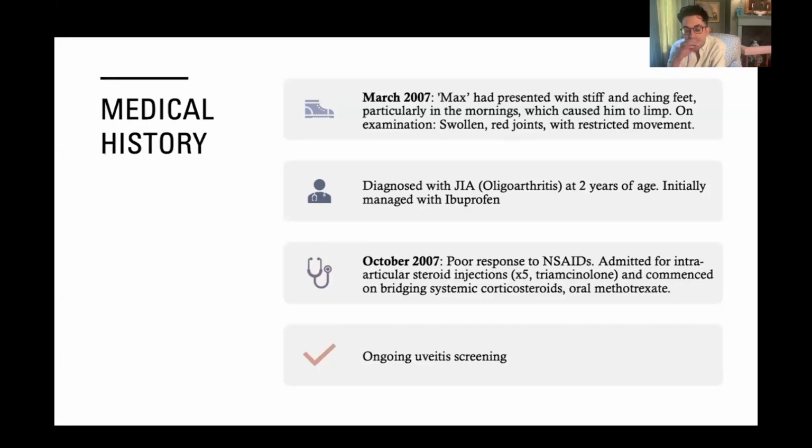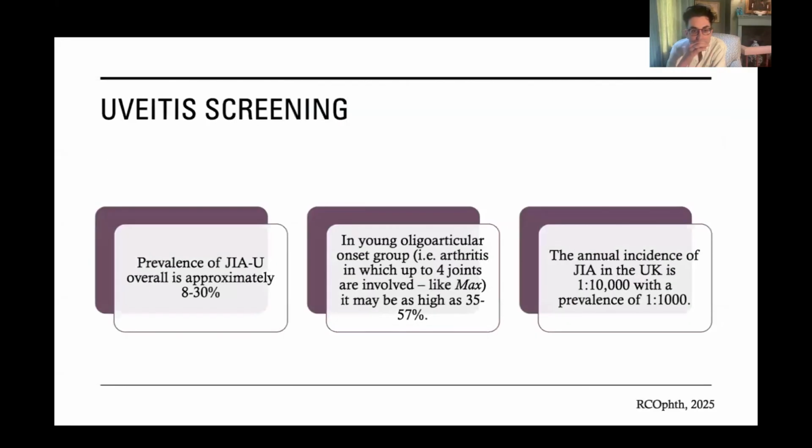And then ongoing uveitis screening was commenced, which we've talked about already in Megan's talk, but essentially the prevalence of it is high. Studies say 8 to 30% across, but can be as high as 35 to 57% in the oligoarticular young onset group.